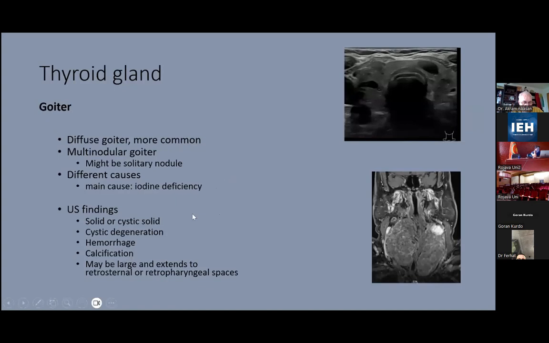In the ultrasound, you can see solid or cystic lesions, cystic degeneration, hemorrhage, calcification. And when the goiter or the thyroid gland is enlarged, it might go retrosternal or to the retropharyngeal spaces.